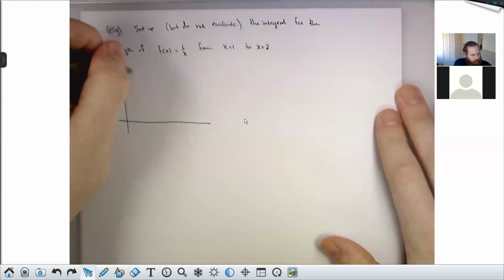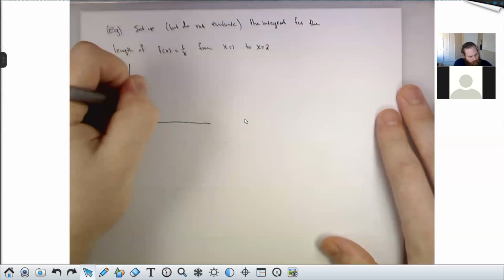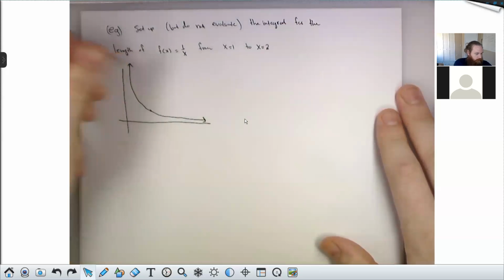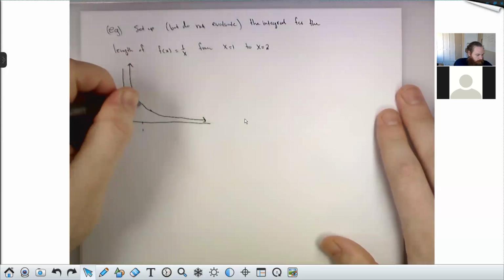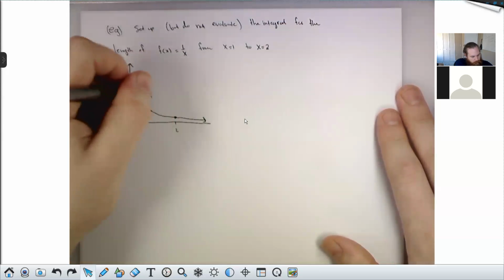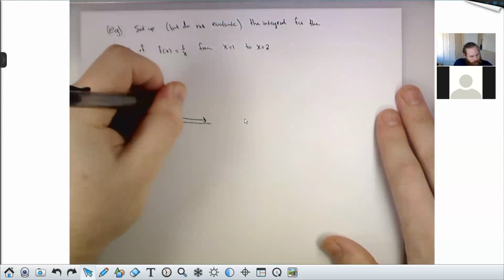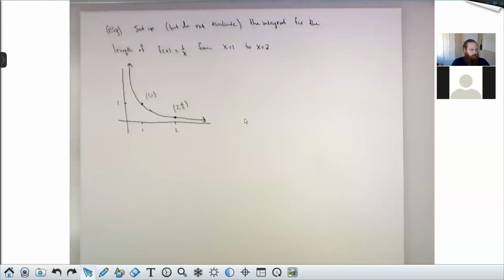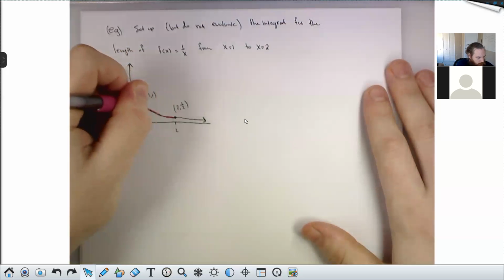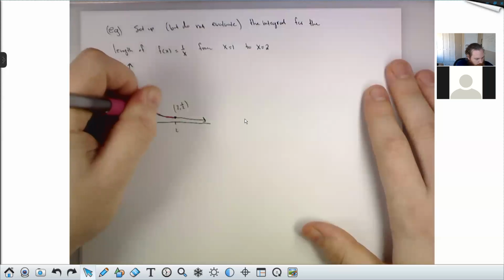We know that in quadrant 1 at least, one over x looks like this. Going from (1, 1) to (2, 1/2). So the length that we're looking for there is the length of this little piece.